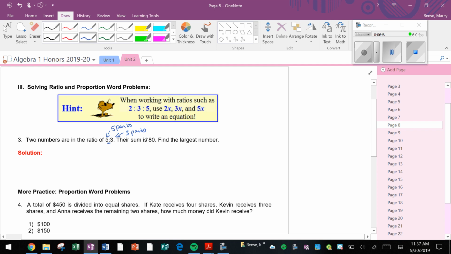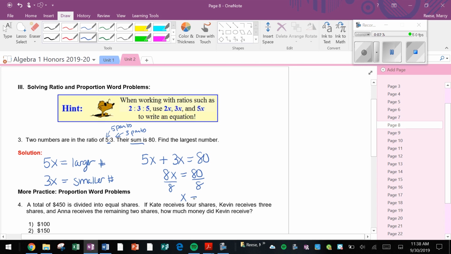So when I see a 5 to 3 ratio, I'm going to say let the 5x, and I do like let statements for these, by the way, let the 5x be the larger number, and the 3x be the smaller number. And since it tells me that the sum is 80, there's my equation. 5x plus 3x is going to be a total of 80. And I'm going to solve. Pretty straightforward. 8x is equal to 80. Divide by 8, divide by 8. x is equal to 10.